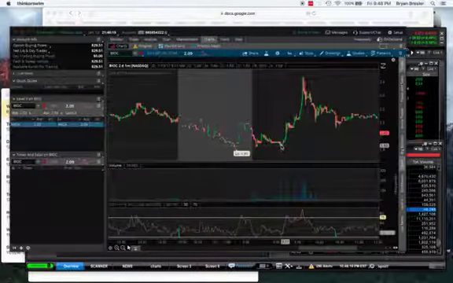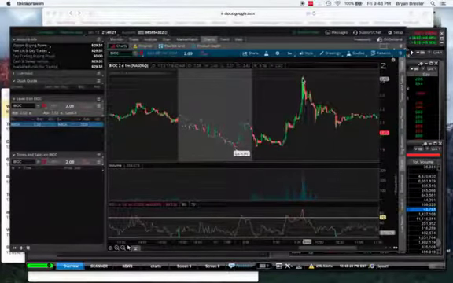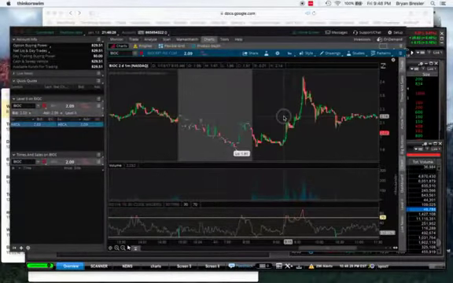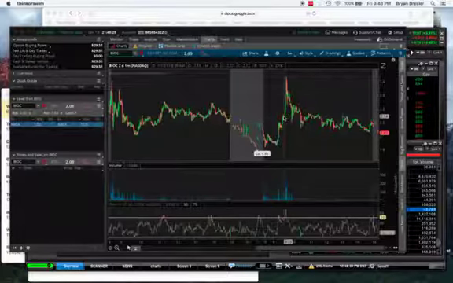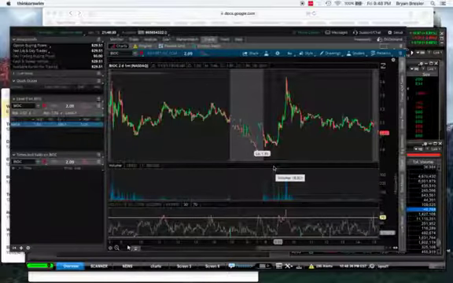And then it had a nice bounce afterwards. Actually, I didn't even see this yet. Nice bounce afterwards and then a sell-off. So you could have shorted here again. Wow, didn't even see that. So that was another good potential short opportunity right there. So I missed that one, which is okay.